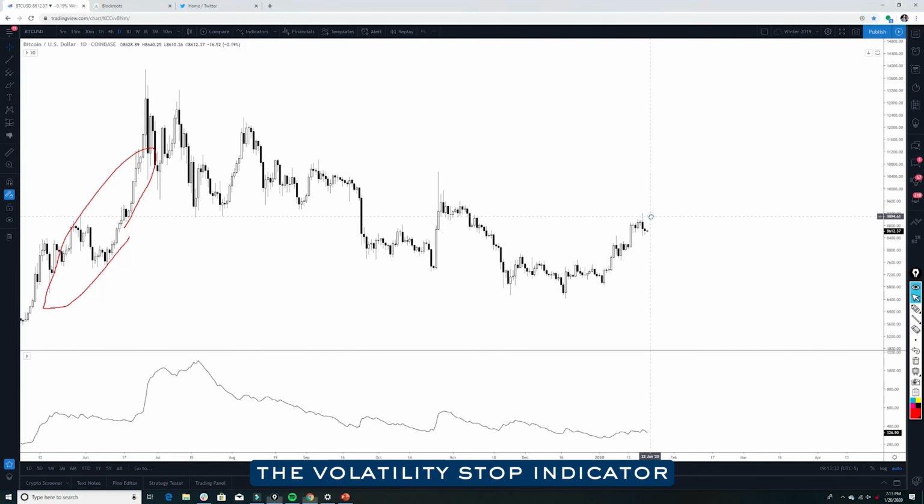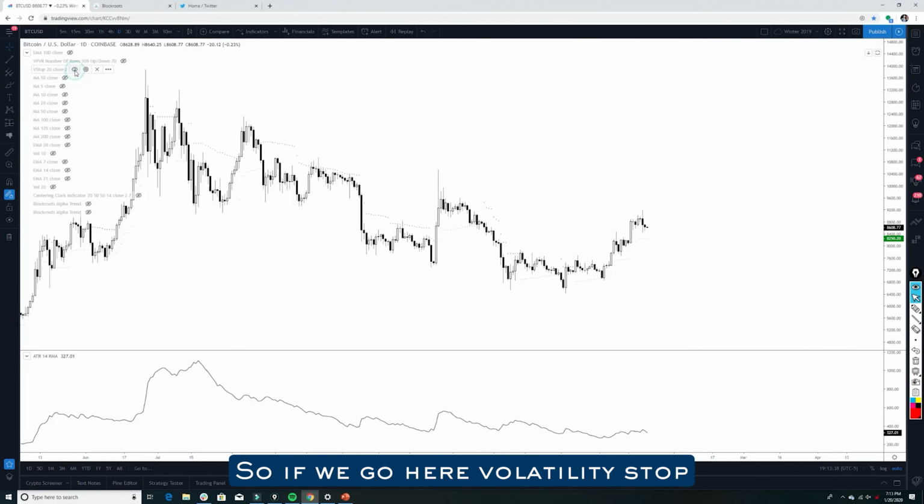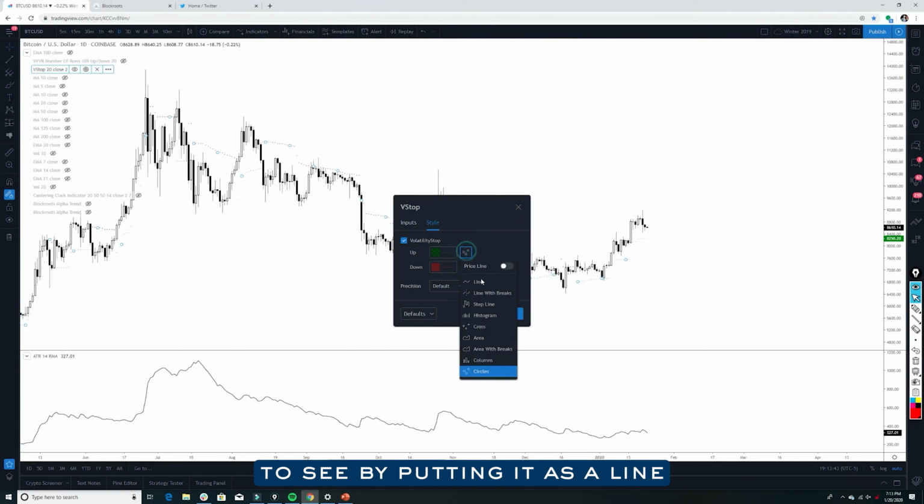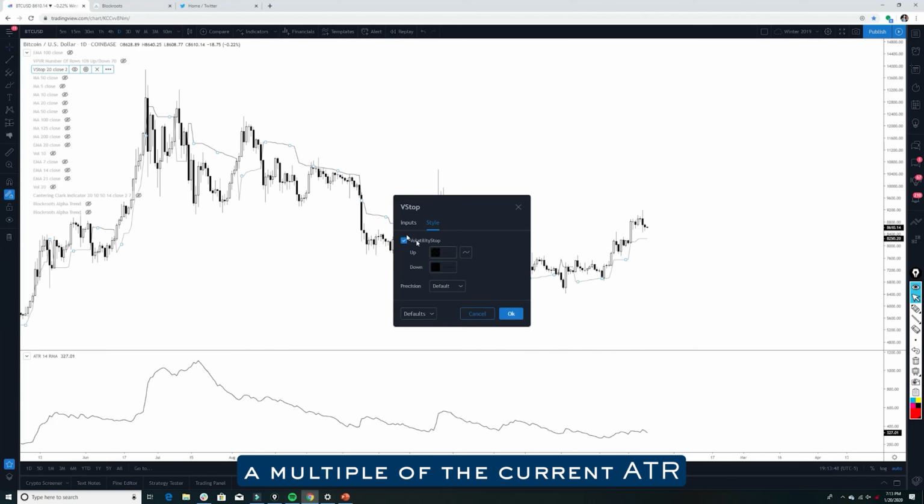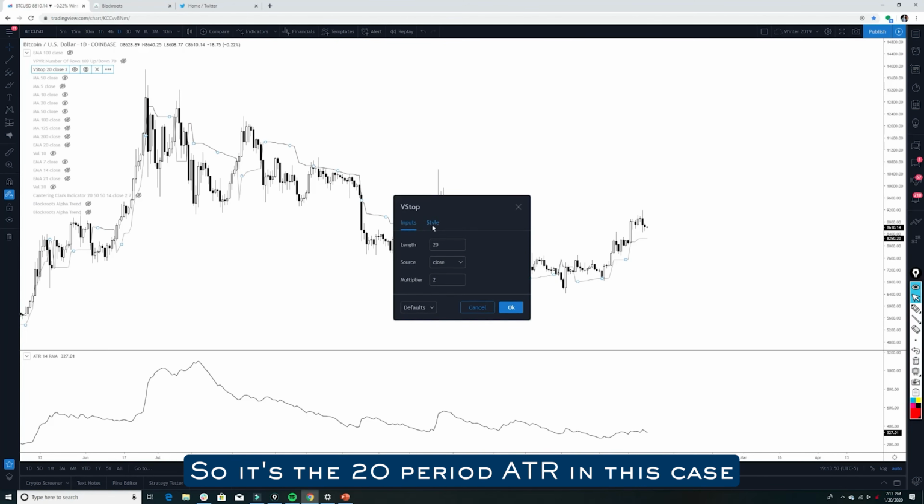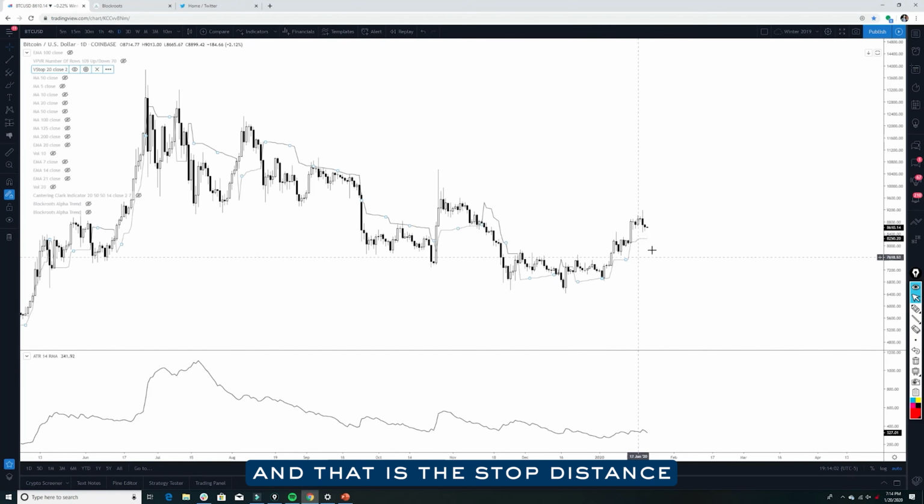And you'll actually see that the volatility stop indicator, so if we go here, volatility stop, this stop that we're looking at, and I'll make it a little bit easier to see by putting it as a line, this stop that we're looking at is actually a multiple of the current ATR. So it's the 20 period ATR in this case because it's the 20 period length, and then it's a multiple of 2. So it takes in the 20 period ATR and multiplies it by 2, and that is the stop distance that is created that actually informs, or rather creates, this line.